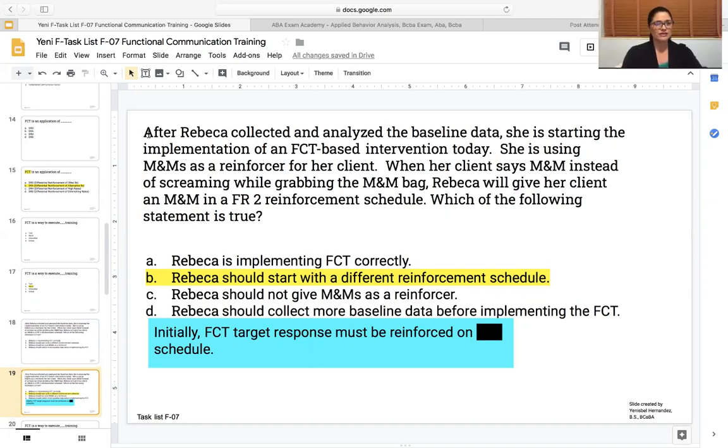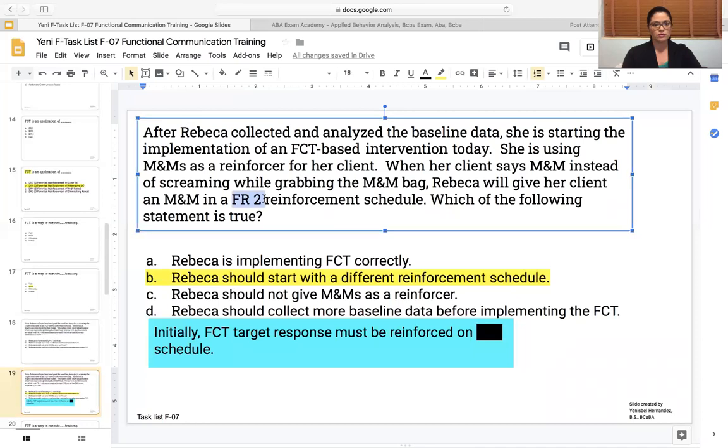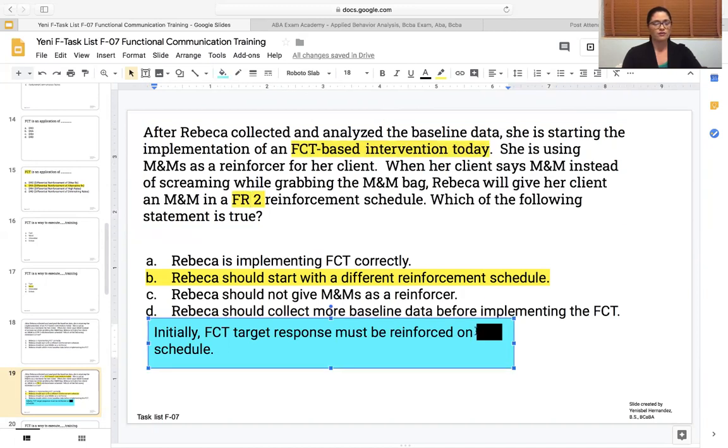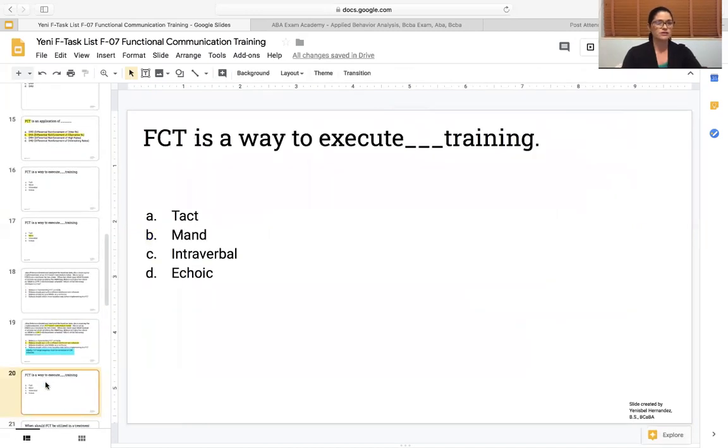So whoever wants to explain to me or give me the keywords in the question or in the scenario that would tell you that it's B. Why is it B? Why is it FR2 and not FR1? Because you just start with the implementation. Yes. So the keyword is the implementation. Here's what I would highlight. The implementation was started today. So she's starting it today. She cannot start with FR2. She needs to start, like I think Rita mentioned, in FR what? One. Or another word for it would be CRF. CRF. Nice job, guys. Okay, let's go to the next one.